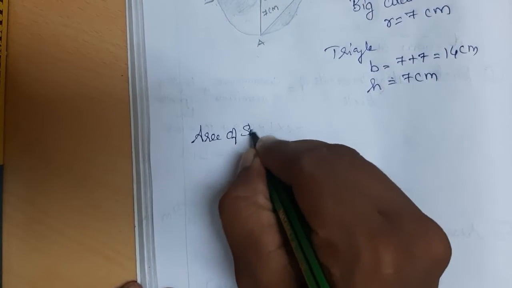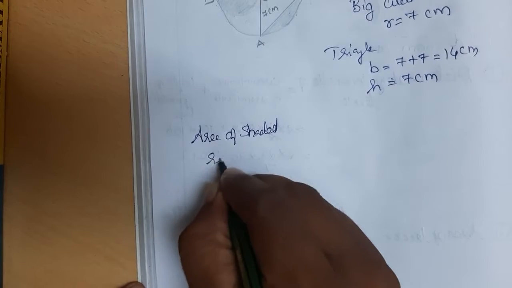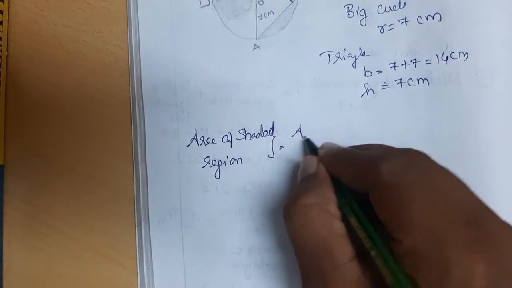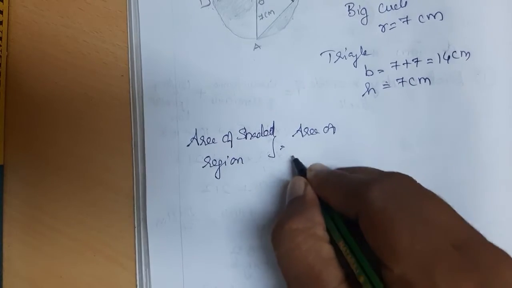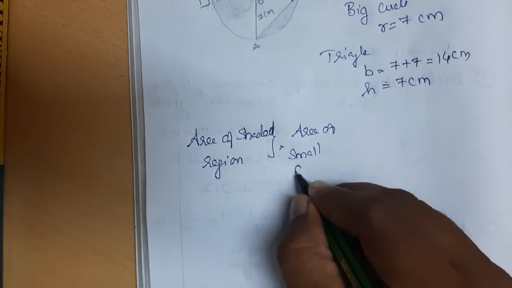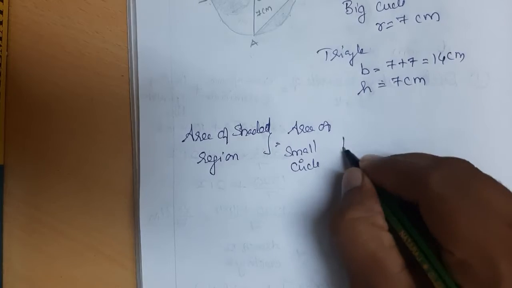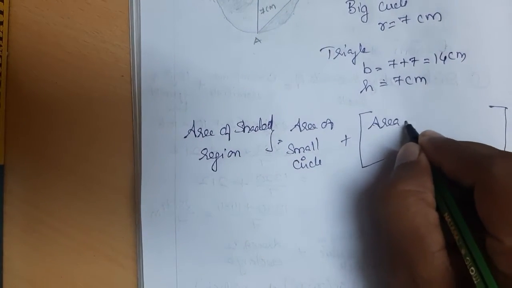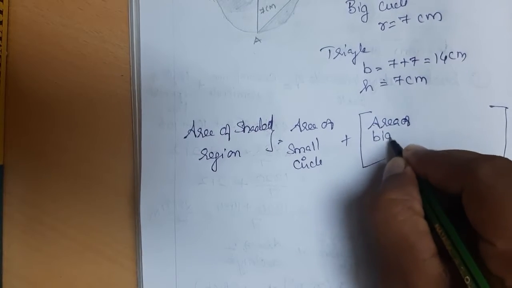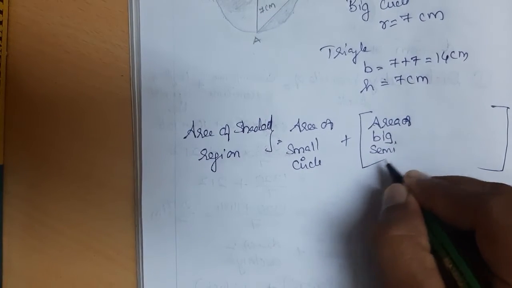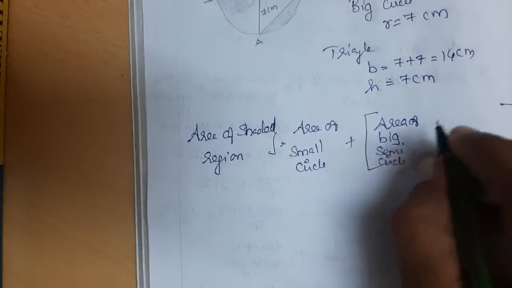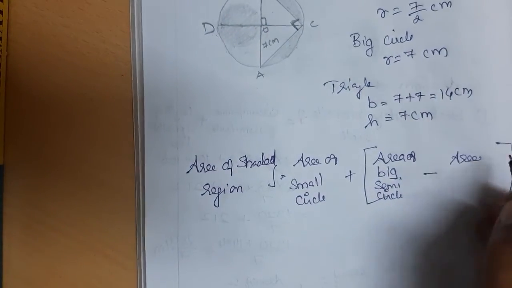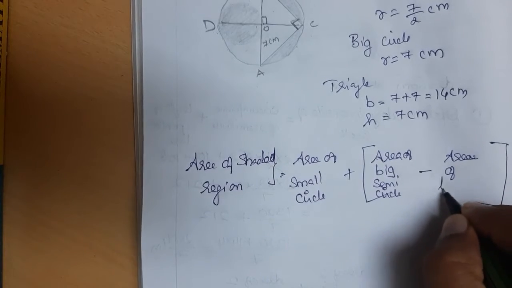So area of the shaded region is equal to first the area of the small circle, plus here we are doing the two process, area of the big semicircle. With that we are going to minus the area of this triangle, area of triangle.